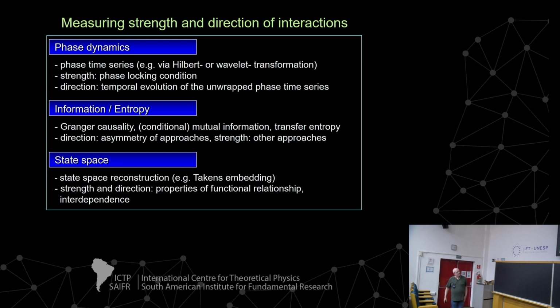The state space techniques, nice, from the concept, but you would need to reconstruct the state spaces from single time series. So what is a good choice of embedding parameters if you do a Takens embedding? Not easy. So either you fix everything and say, okay, I continue with that, then you might find something. They can do strength and direction, and you get some properties of a functional relationship, some of them.